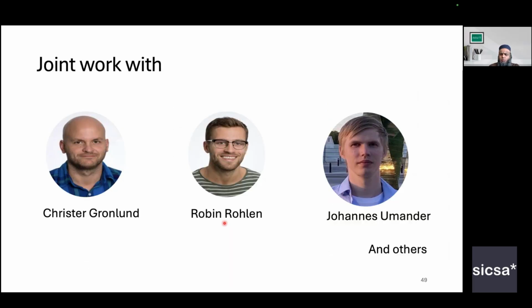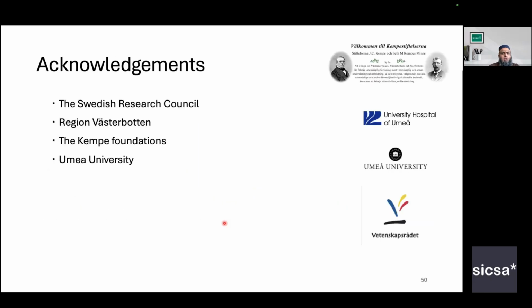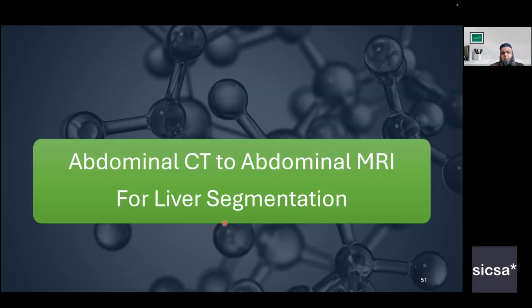This was some work done in collaboration with Christer, Robin, and Johannes. Also, I would like to acknowledge the funders here, especially the Swedish Research Council, which funded this research, and the Kempe Foundation, which funded my stay over there, and Umea University, which provided the platform for doing this research.